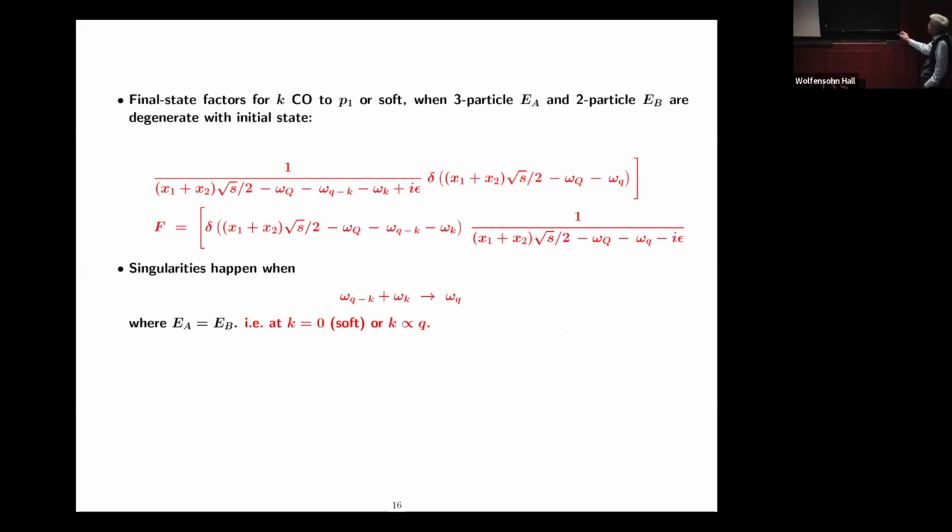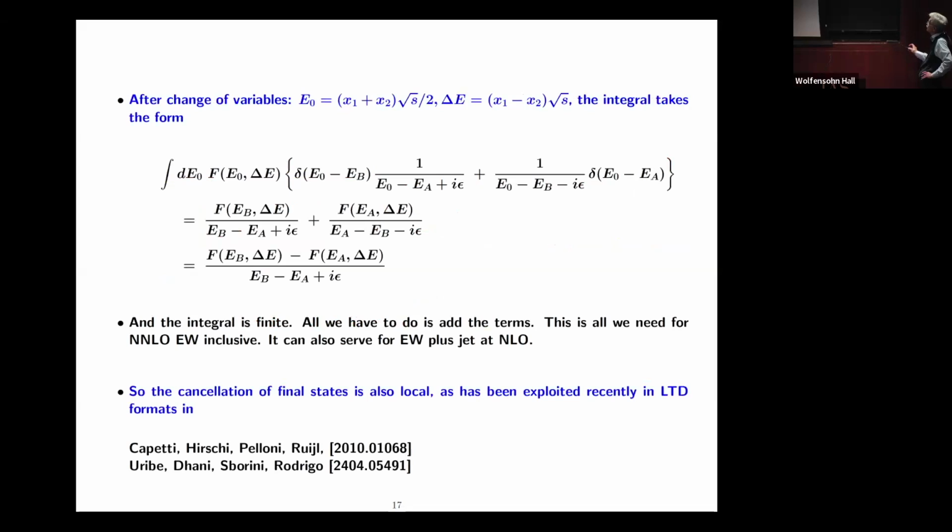And here is what you get in time-ordered perturbation theory. You get the denominator for A times the energy-conserving delta function for B, plus the delta function for A times the denominator for B. You notice the i epsilons are different between the two. Singularities happen whenever omega of (q minus k) plus omega of k goes to omega of q. So it's really simple. Of course, this happens when k equals 0, and it also happens when k is proportional to q. Omega here just means the energy.